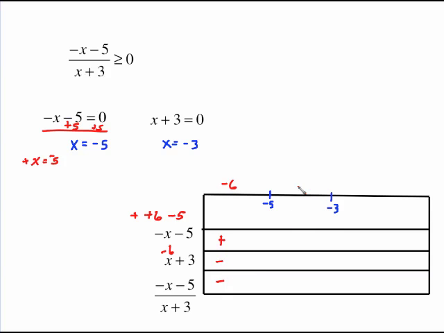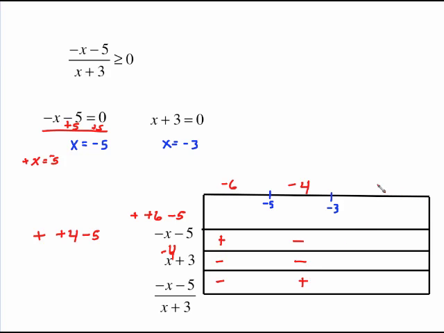A number between negative 5 and negative 3 would be negative 4. Same thing with this negative. It's negative of negative 4 minus 5. The two negatives in a row make a positive, but 4 minus 5 is a negative. Negative 4 right here would be negative 4 plus 3, which is a negative. A negative divided by negative is a positive.